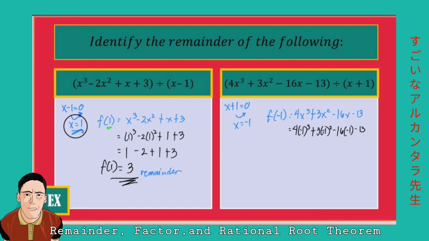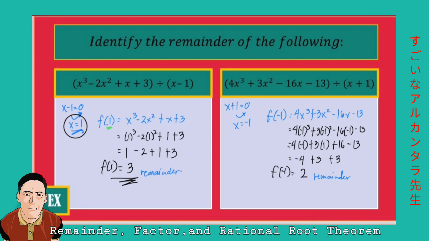Now, this is our f of negative 1. The importance of the parenthesis in there is so that the negative sign is included when we raise it to an exponent. So we'll have here 4 times negative 1 raised to 3 is negative 1 plus 3 times negative 1 raised to 2, that's positive 1. Negative 16 times negative 1, that's positive 16 minus 13. So we're going to have negative 4 plus 3 plus 3. So the answer here is positive 2 for f of negative 1. So this right here is our remainder. So that's how the remainder theorem works, as easy as that.